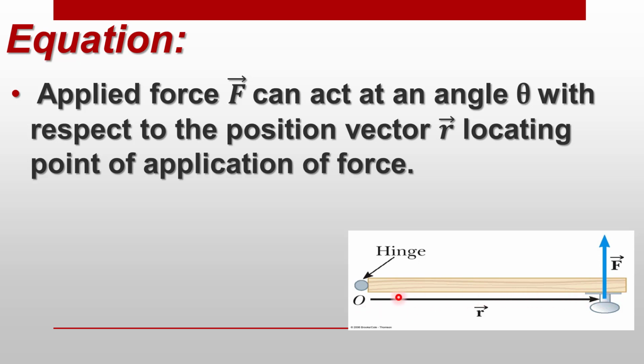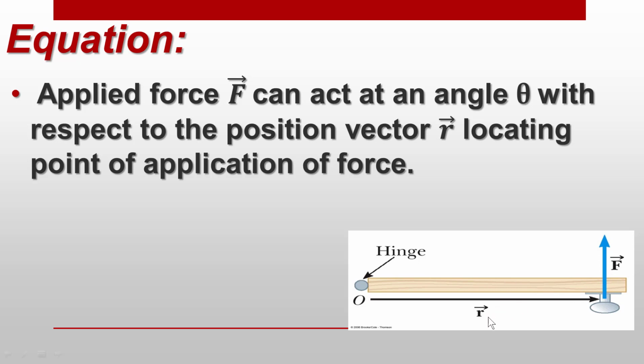What is this position vector r? It is basically the distance between the point about which the object is rotating and the point at which the force is applied. In this case, this is the hinges of the door. This is the point about which the door has to be rotated, and over here we are applying the force. So the distance between these two points is the position vector r.